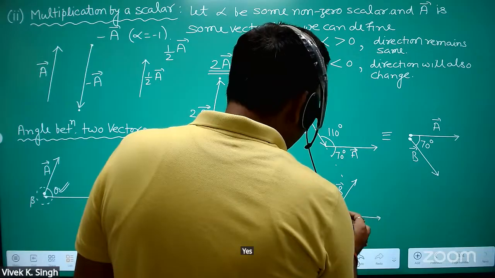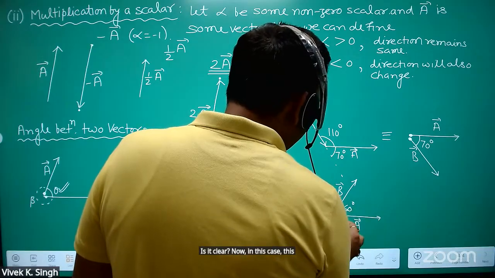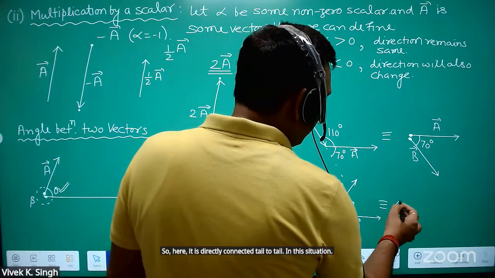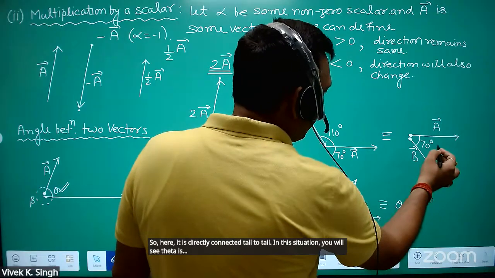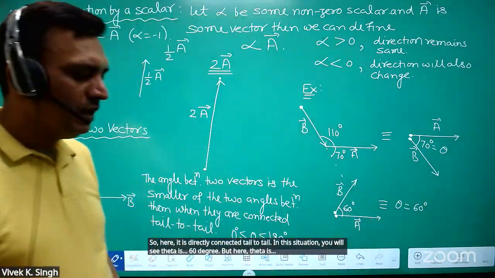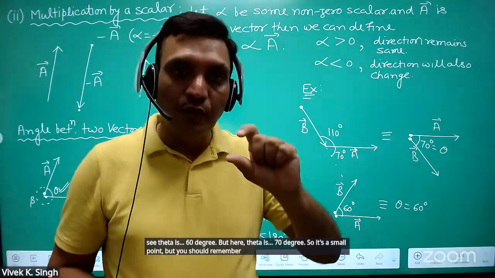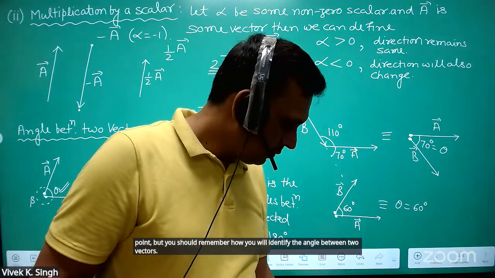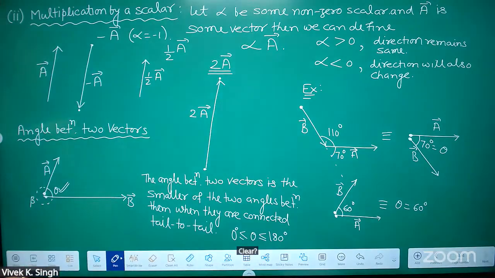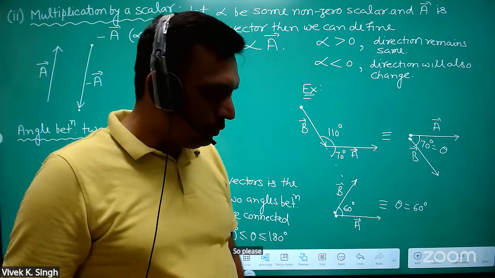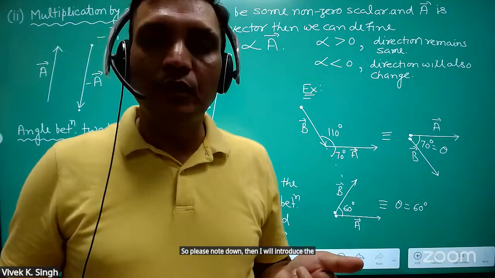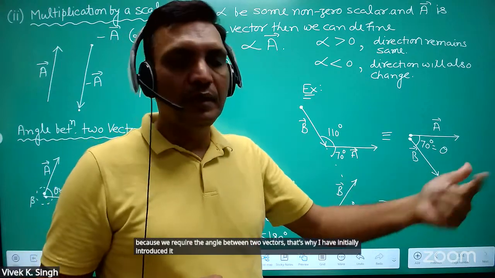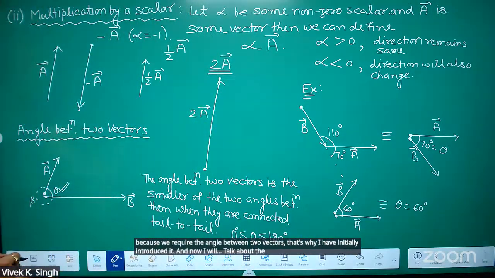Yes, sir. Now in this case, this angle is 60 degrees. Here it is directly connected tail to tail. In this situation, you will see theta is 60 degrees. But here theta is 70 degrees. So it's a small point, but you should remember how we identify the angle between two vectors. Clear? Yes, sir. So please note down. Then I will introduce the dot product of two vectors because we require the angle between two vectors. That's why I have initially introduced it. And now I will talk about the dot product. Okay? Please note down.